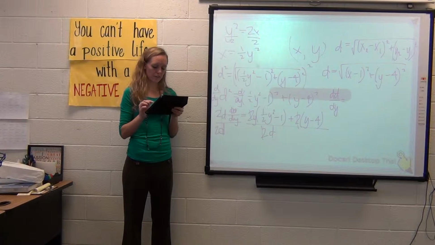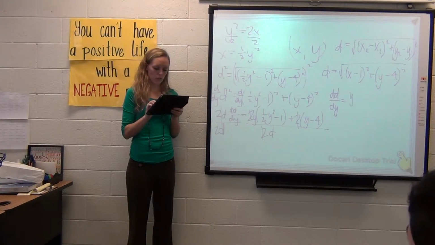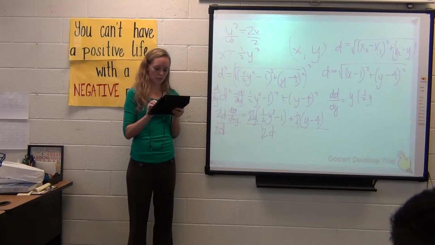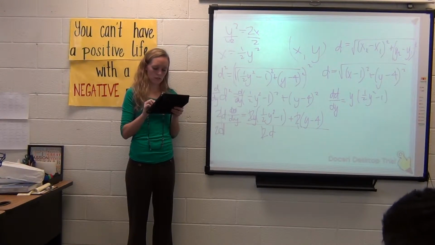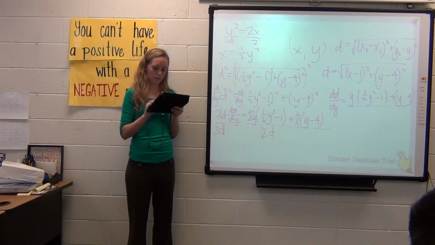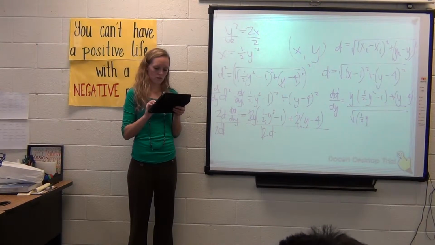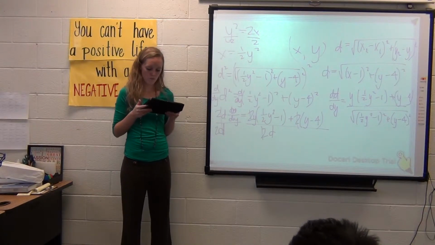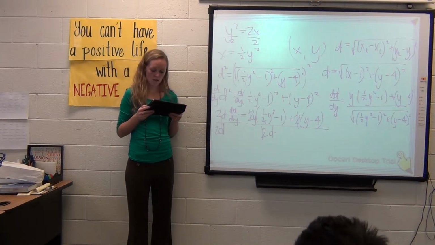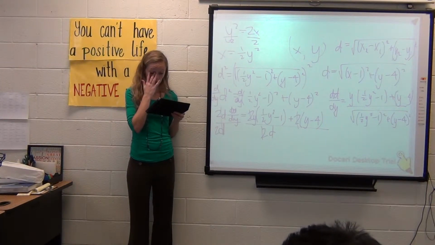So my derivative of this distance formula is y times 1/2 y squared minus 1 plus y minus 4 over the square root of y squared minus 1 squared plus y minus 4 squared. Are we going to make this look pretty? I think it's pretty enough. That's going to be a fun sight.